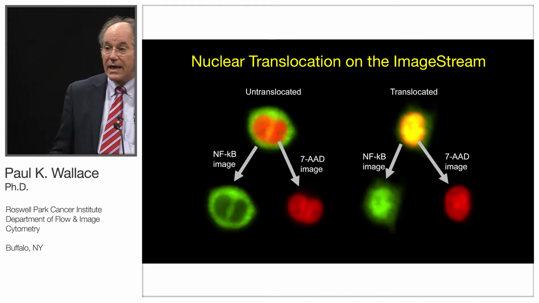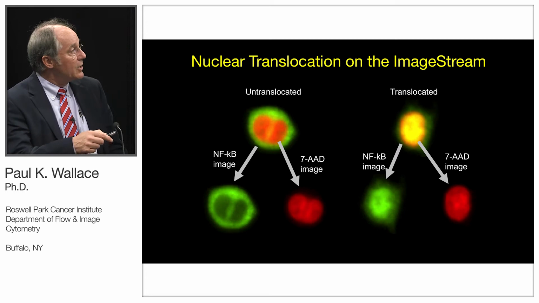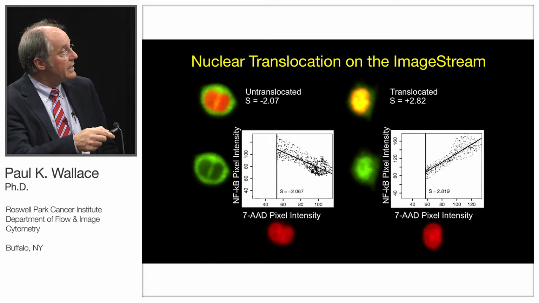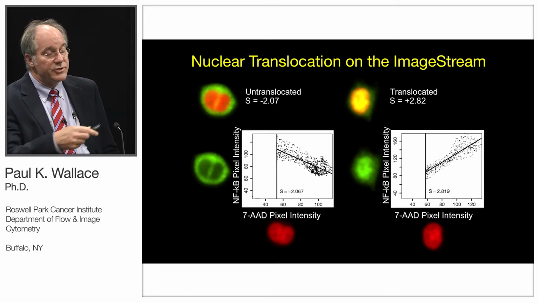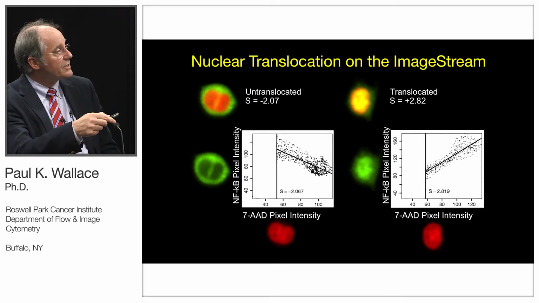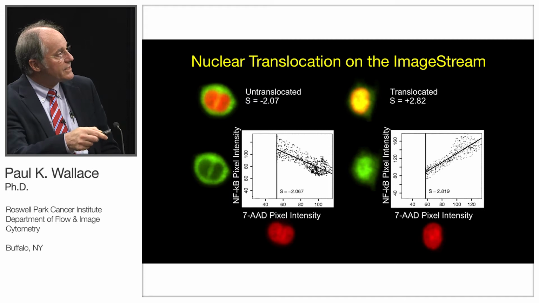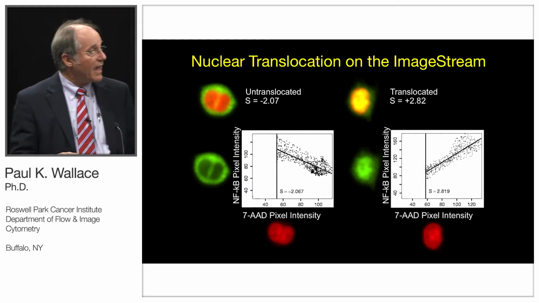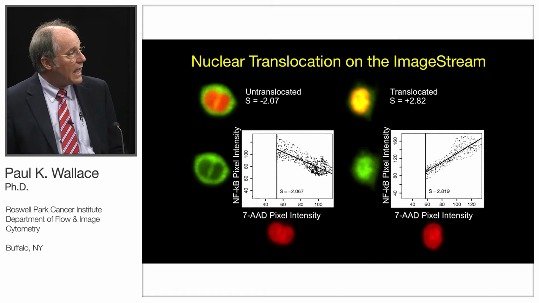We can measure that on the ImageStream by looking at what's called a similarity score, which compares the NF-kappa B intensity versus the 7-AAD. If there's no translocation, that's going to be reversed, so you have high expression of 7-AAD and low expression of NF-kappa B, and vice versa. Here we've got the translocated cell, with good co-localization, high expression of NF-kappa B, and relatively high expression of the 7-AAD. So this gives us a value that we can then plot, the 2.81.